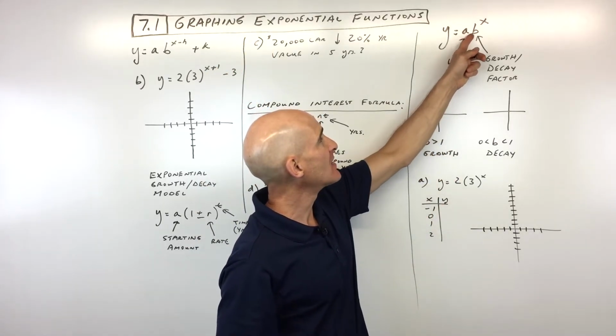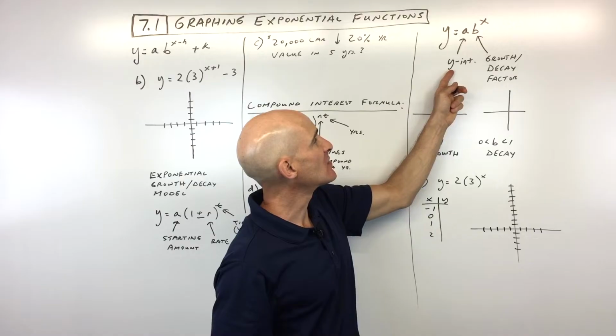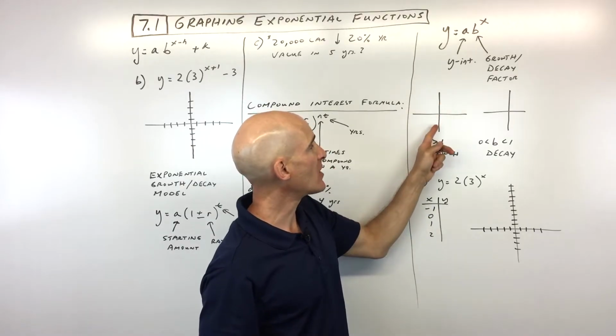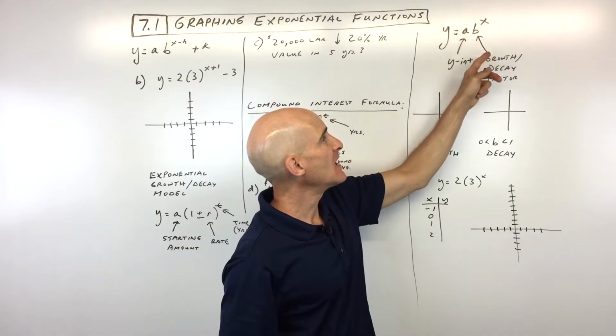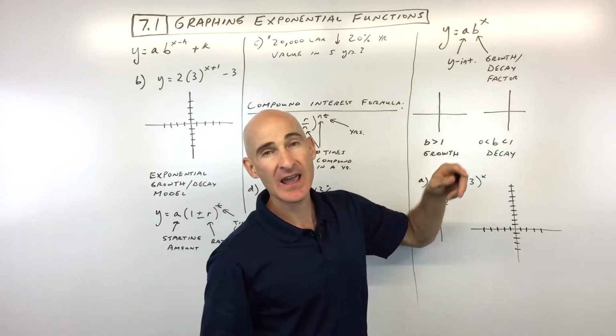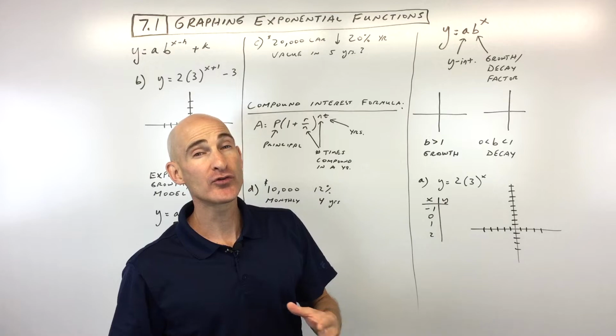Now the a, this coefficient in front of the b here, this is the y-intercept. It's where the graph is going to cross the y-axis. And then this b here, this is called the base. It's either going to be the growth or the decay factor. Now, how do we know if it's growth or decay?